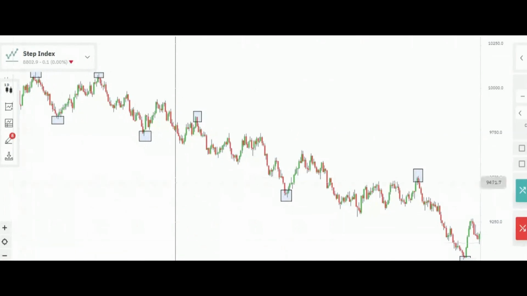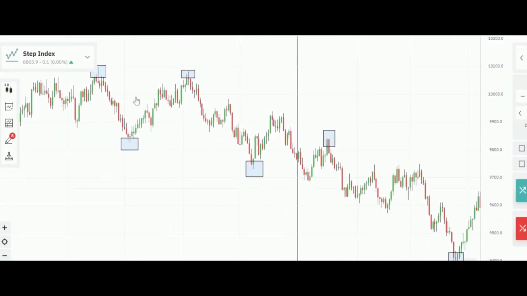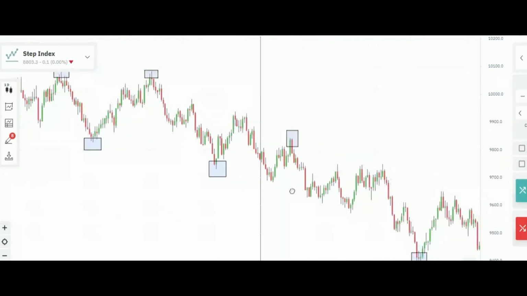A lower high happens when the price of an asset reaches a peak that is lower than the previous high. It suggests that the buyers are unable to push the price higher and bearish pressure is still present. When a series of lower lows and lower highs are consistently formed, it indicates a downward trend in the price. This pattern suggests that sellers are in control and there is a lack of buying interest.